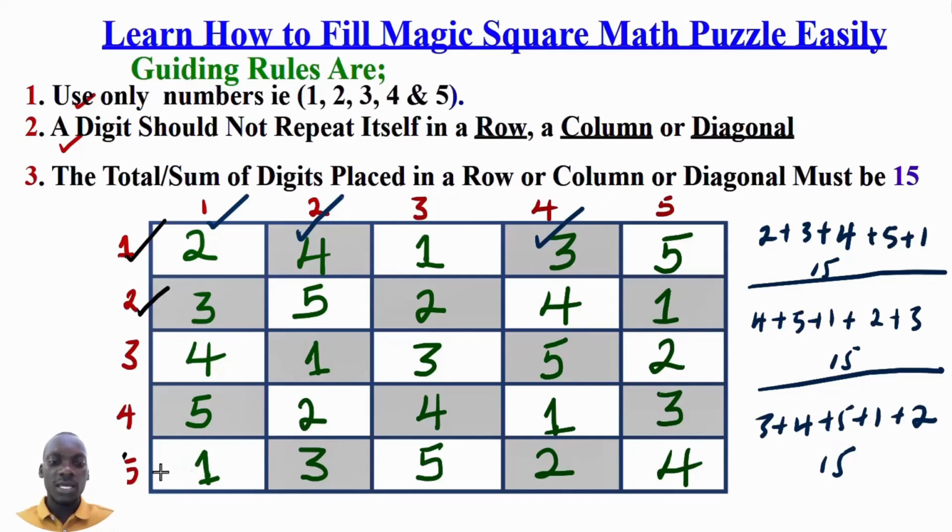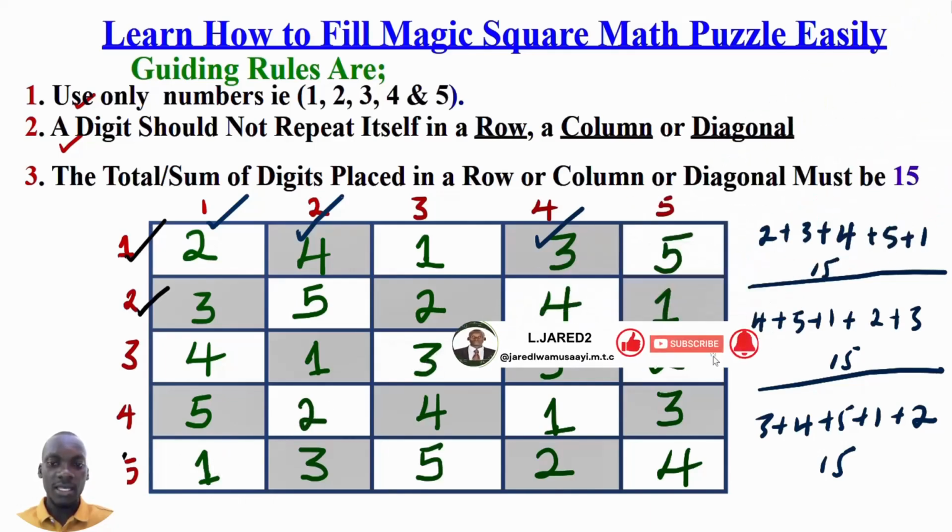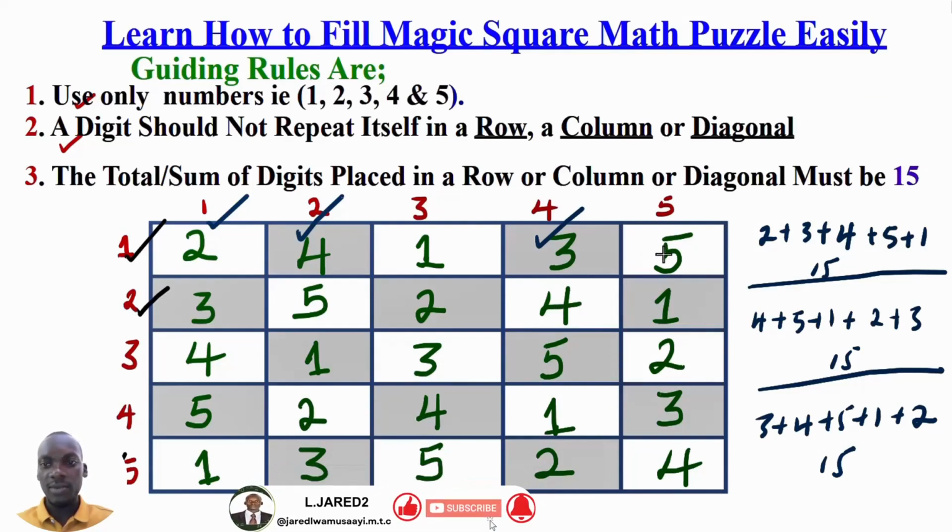Let us now cross check the sum of the digits placed in the diagonal. So we have 1. 1 plus 2, that is 3. 3 plus 3, that is 6. 6 plus 4, that is 10. Then 10 plus 5, that is 15. Meaning that this diagonal is also abiding by rule number 3.